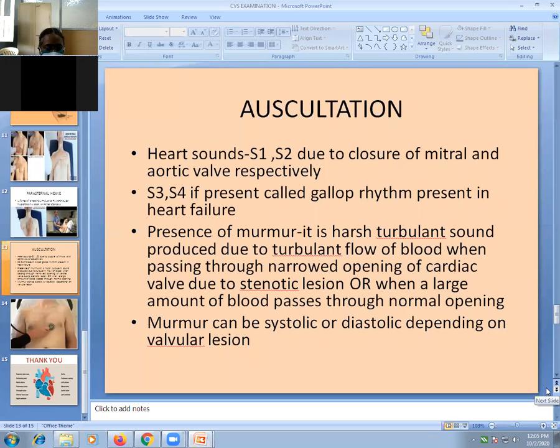So there are two heart sounds which are normally present, that is S1 and S2. S1 is due to closure of mitral and tricuspid valves, and S2 is mainly due to closure of aortic and pulmonary valves. So normally there are two heart sounds, S1 and S2, because of closure of the atrioventricular and semilunar valves.